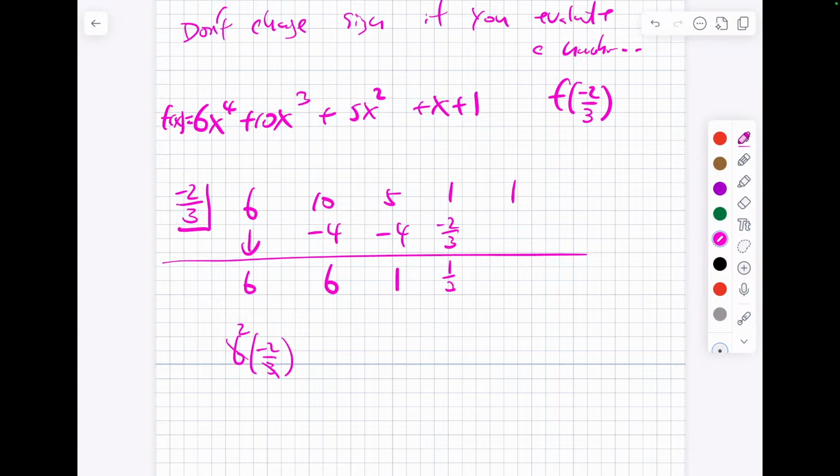What did you guys get for the answer? 7 over 9? One time I was on the highway and a huge truck was merging into me. He was trying to merge into me.